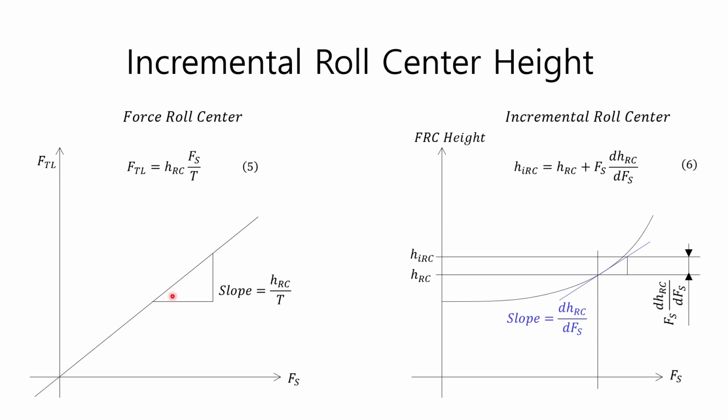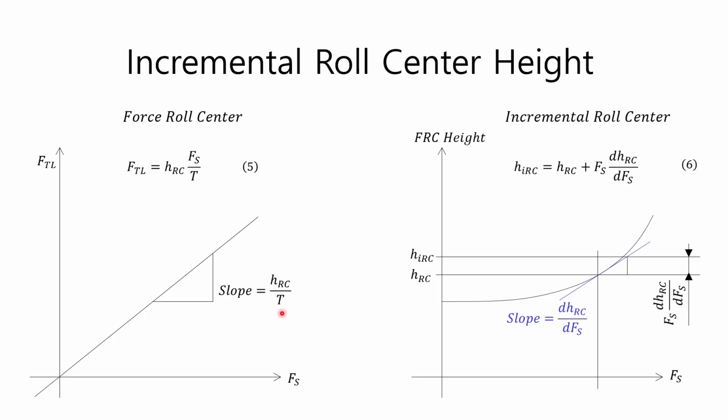When the lateral force is small, even a small increase in lateral acceleration causes the height of the force roll center to remain almost unchanged, and the load transfer FTL increases in proportion to the lateral force. At this time, the load transfer FTL increases in proportion to the lateral force Fs, and the proportional constant is equal to the roll center height HRC divided by the track T.